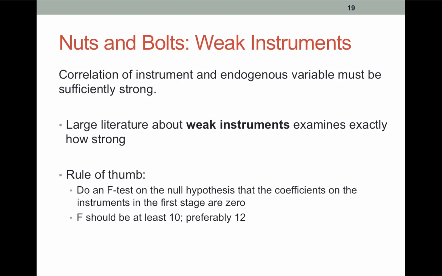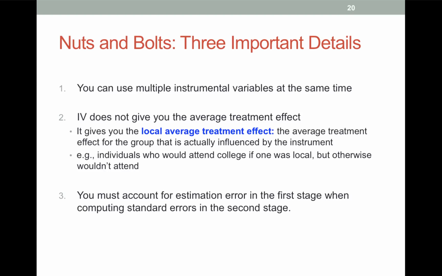Now, there are 3 more important things about IV that I want you to know. First, you can use multiple instrumental variables at the same time. That is, your instrumental variables can actually be a set of variables, as long as they each meet the criteria of being good instruments. Second, IV does not give you the average treatment effect. If you think that the treatment effect is different for different people in the sample, that can be a problem, okay? Because what IV does is it gives you the local average treatment effect. That is the average treatment effect just for the group that's actually influenced by the instrument.